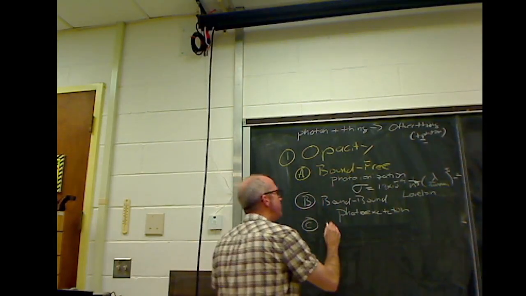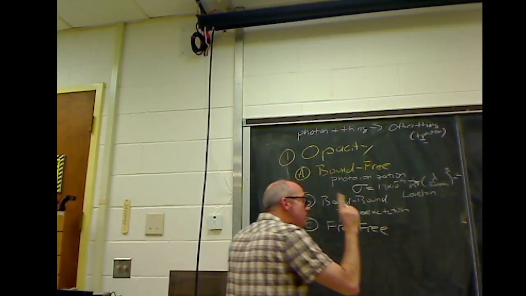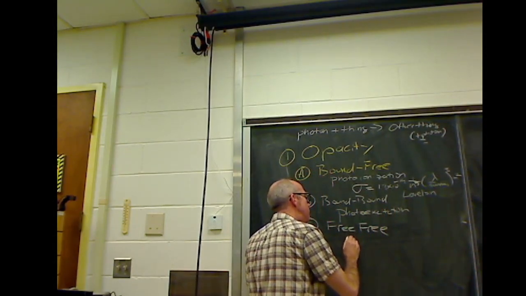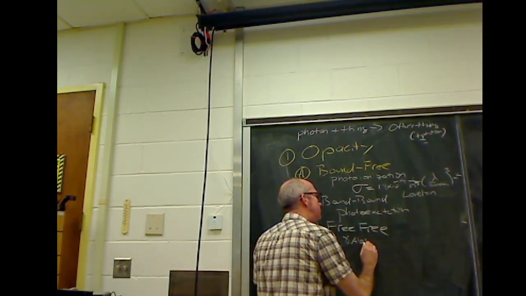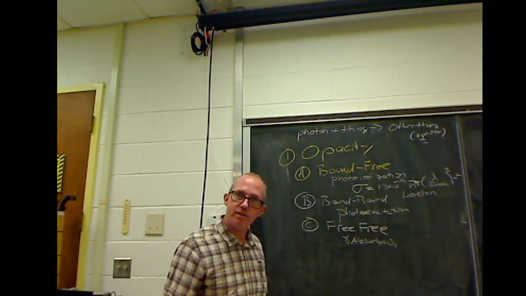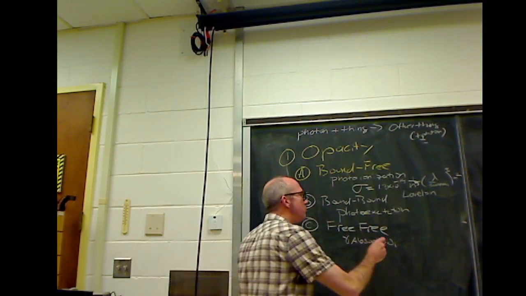And then the last one is free-free. Now, in this process, the photon is absorbed. This is different from Thomson scattering. So this is also called Bremsstrahlung.